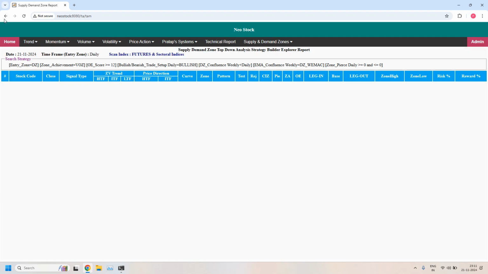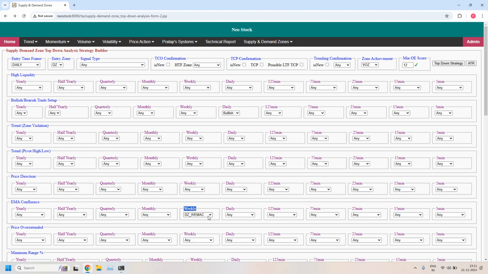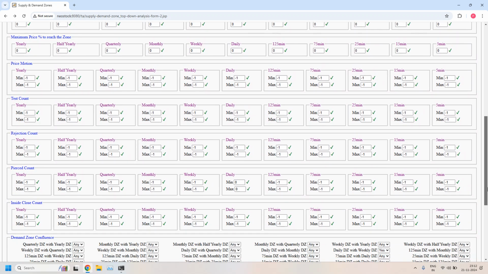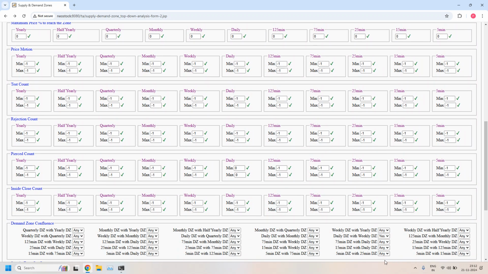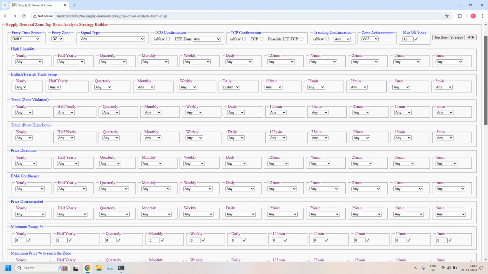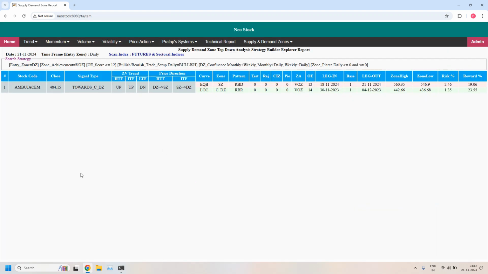Okay, next let us look for LTF, ITF and HTF demand zone confluence. I am removing the EMA filter. In the demand zone confluence, 3 filters we have to set. Daily and weekly confluence is already enabled. The next filter is daily demand zone with monthly demand zone confluence, and then weekly demand zone with monthly demand zone confluence. With all the 3 filters, LTF, ITF, HTF demand zone confluence, we got one stock.